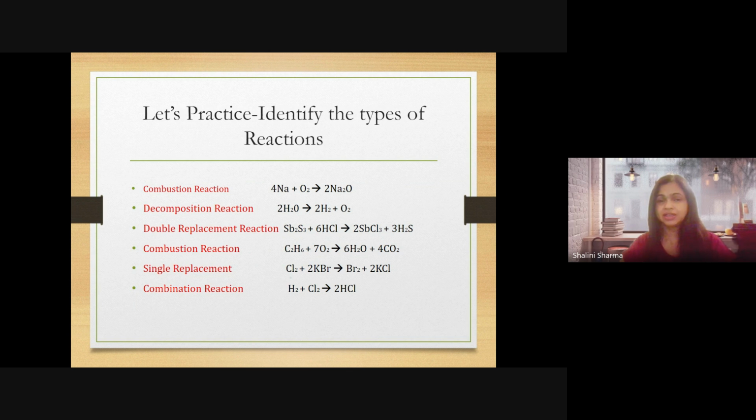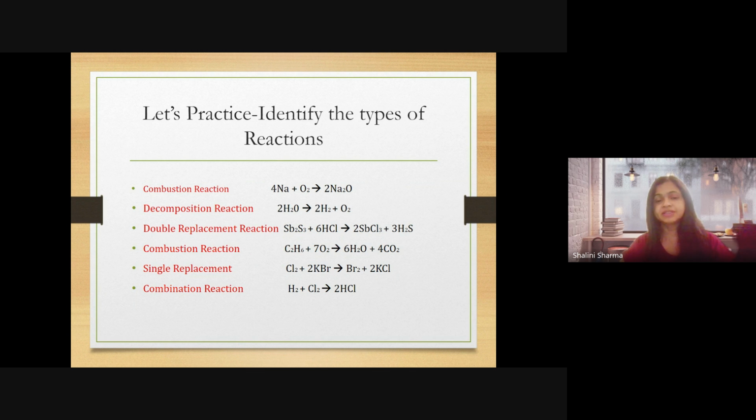So here, chlorine is more reactive than bromine. So this chlorine is going to kick out bromine from here. It's going to replace it and will combine with potassium to form potassium chloride. So it's like how a strong and weak person fight, the strong person wins. It's the same thing here. Chlorine being more reactive, it's going to kick out the weaker, less reactive bromine, and hence chlorine combines with potassium, forming potassium chloride, and bromine is being replaced.